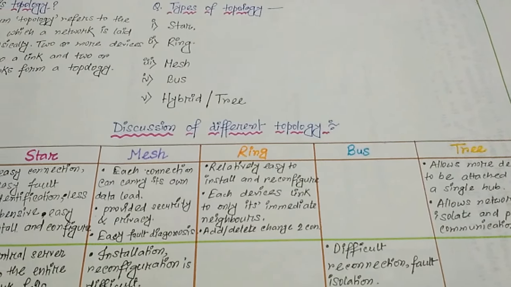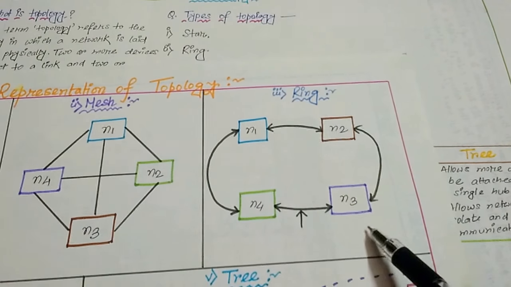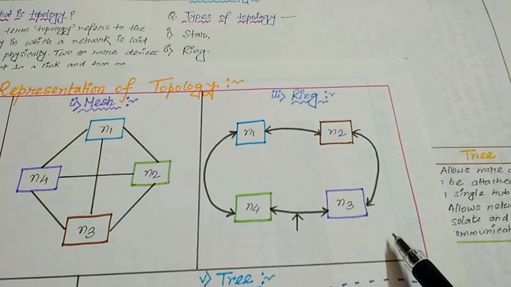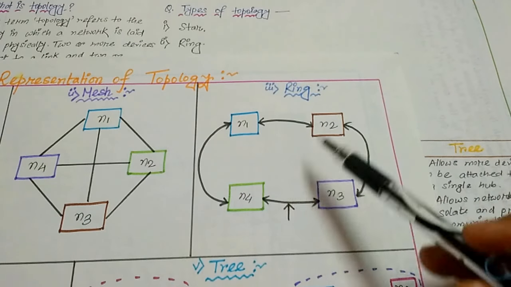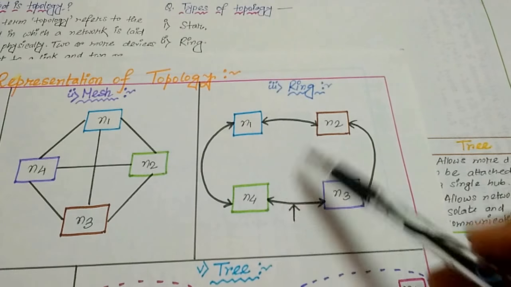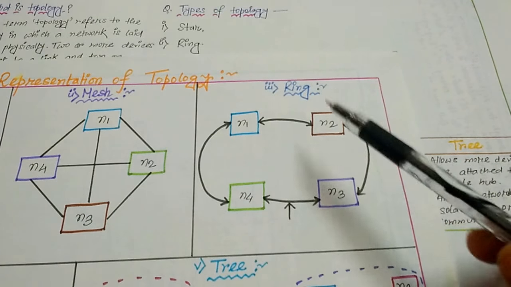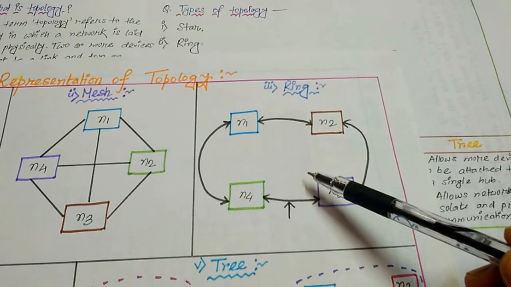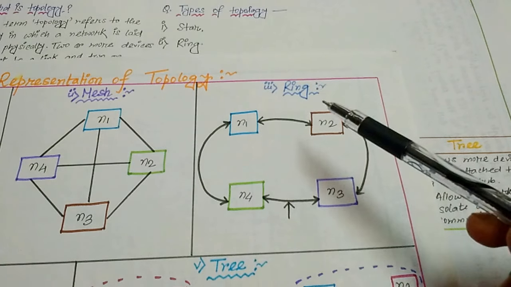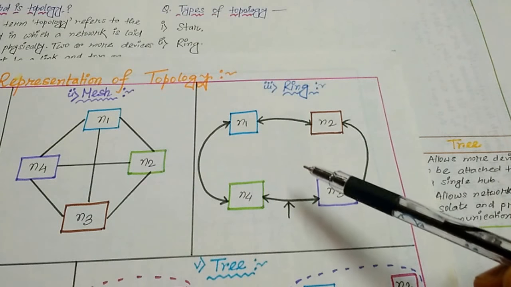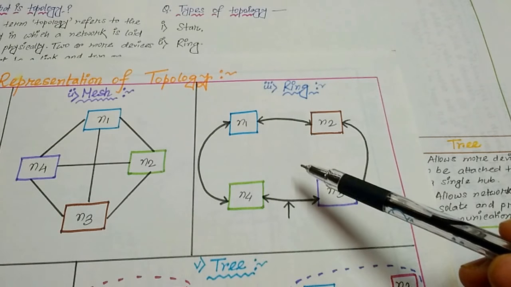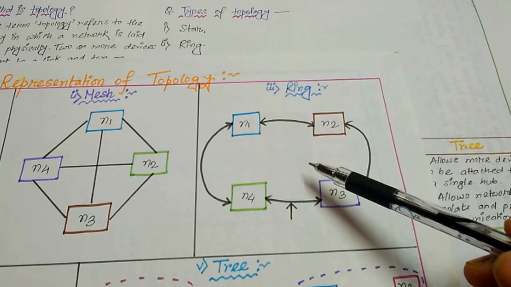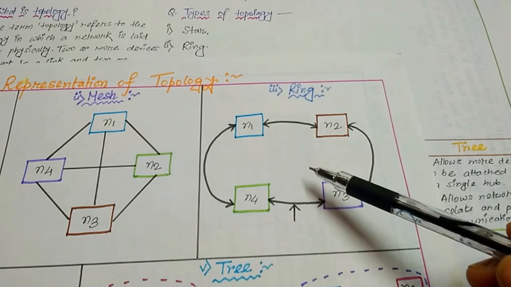Now comes ring topology. How does a ring topology look? This is the diagram of ring topology. In the ring topology, there are four devices, N1, N2, N3 and N4. They are all connected to each other. In the ring topology, each device has a dedicated point-to-point connection with only the two devices on either side of it. A signal is passed along the ring in one direction from device to device until it reaches its destination.